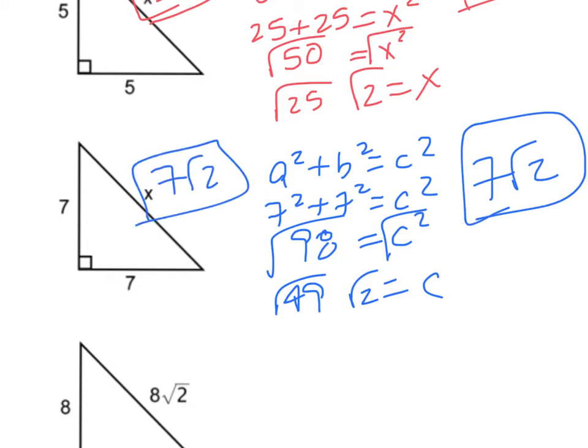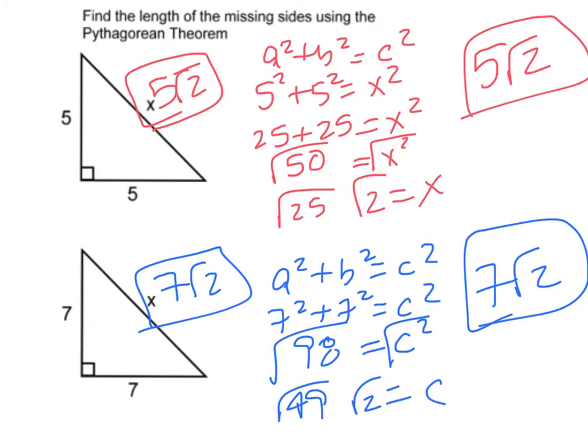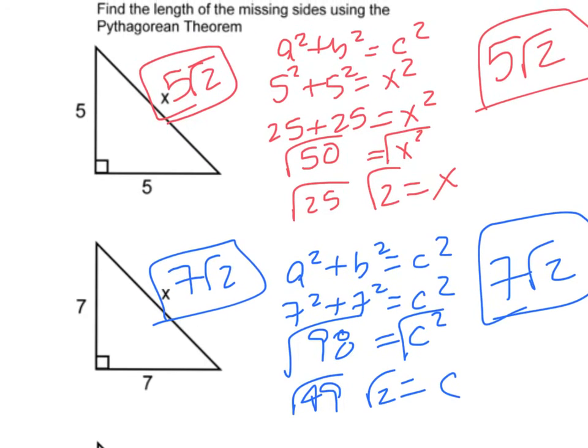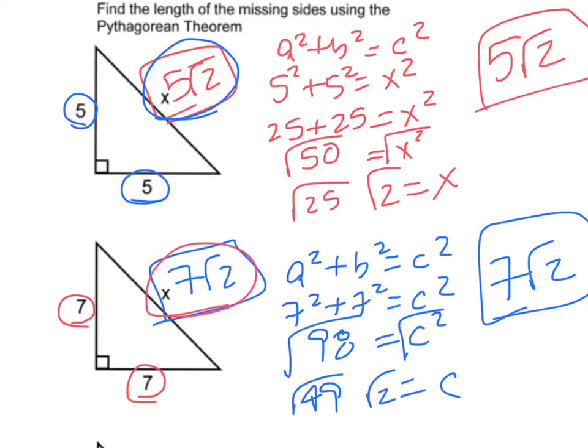Okay, let's take a moment and notice that in this scenario, both of these sides, this is 5, 5, and 5 root 2. In the other example, this was 7, 7, and 7 root 2.